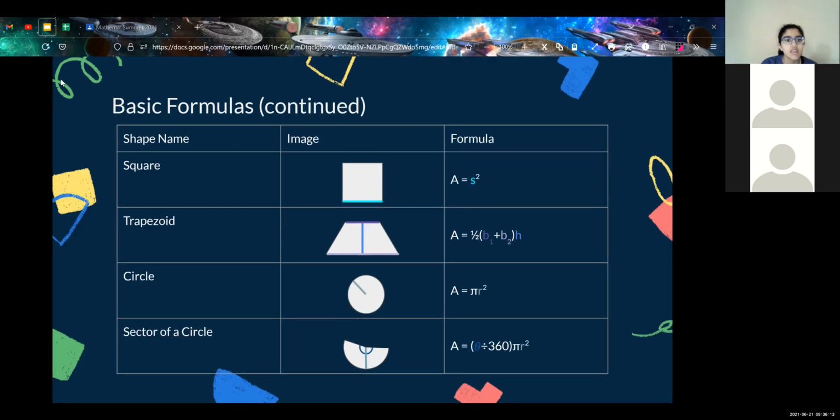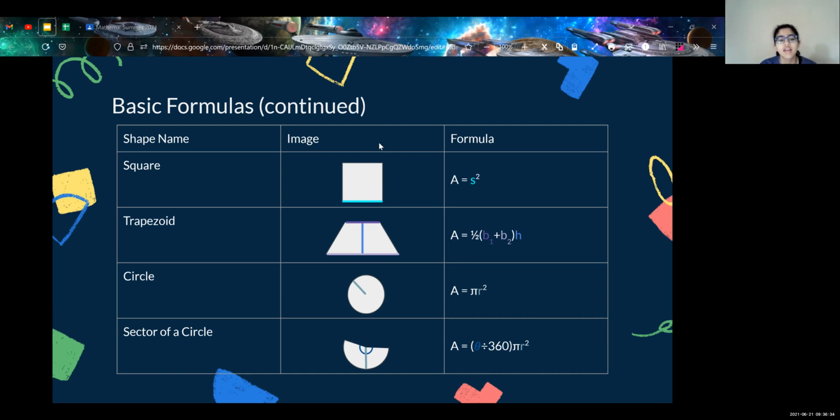Okay, now a rhombus is just a shape where the sides are equal. So it will be a parallelogram, however, it will have equal sides. For the next one, it's a square. It has the area of the side squared, because it's basically just a rectangle with both sides equal. So it'll just be side times side, which is side squared.